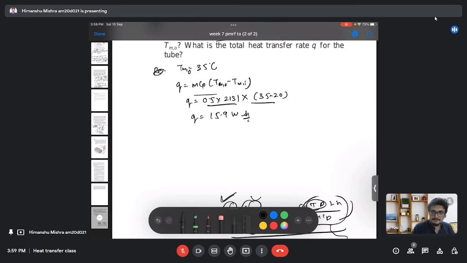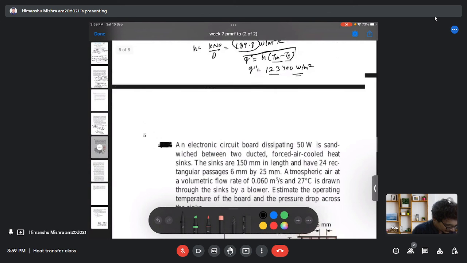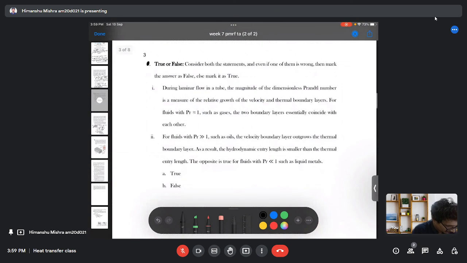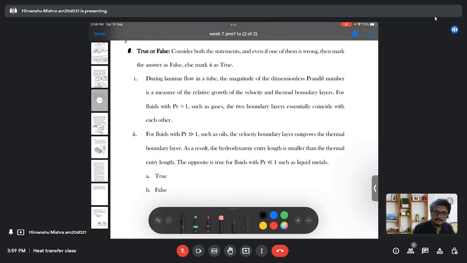So let's move to the true and false question. Here we need to identify whether the statements are correct or not. The first statement is: during laminar flow, the magnitude of the Prandtl number is a measure of the relative growth of the velocity and thermal boundary layers, and for gas, the Prandtl number is equivalent to 1. That means the two boundary layers coincide with each other.